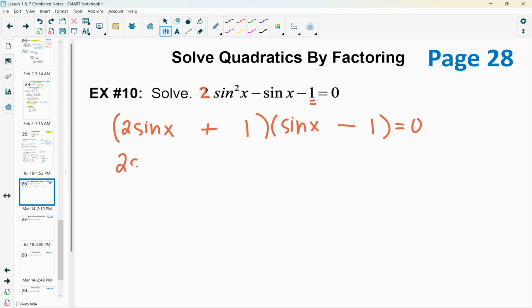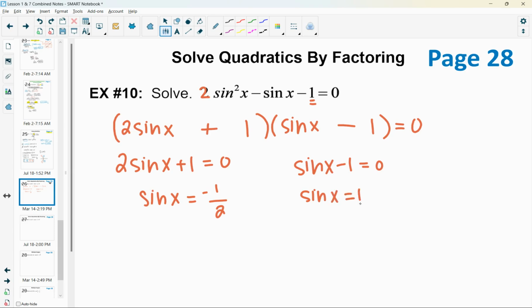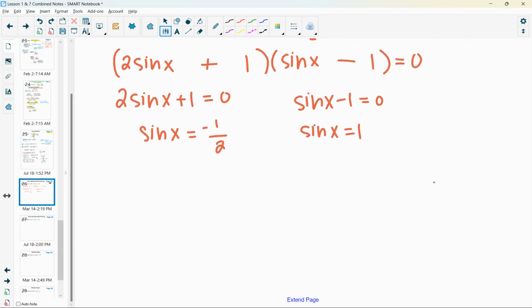And then we can just split these and solve. So 2 sine x plus 1 equals 0, and sine x minus 1 equals 0. On this one, we would subtract 1 from both sides and divide by 2. And then here we would just add 1 to both sides. And then we'll want to go to our unit circle. And remember that our sine is the y coordinate. So we're looking for when the y is -1/2. And again, we are just looking from 0 to 2 pi.